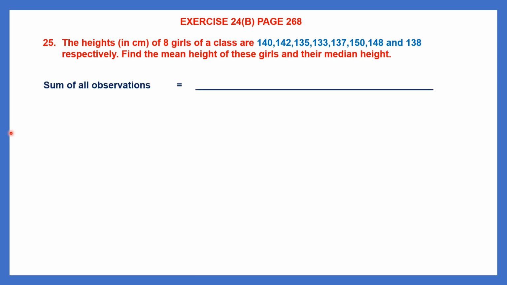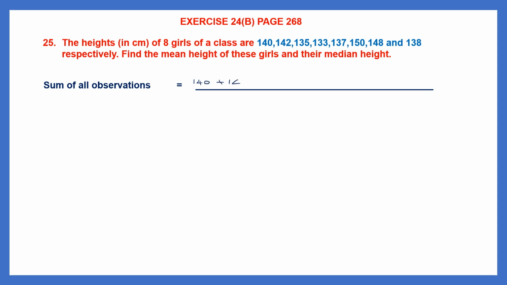So first thing, remember, when we find the mean height, we have to find the sum of all the observations. Observations are these heights. So let's write down these heights. Now we have 140. So remember, they're all in centimeters. So we will not write the centimeters now. We will just write the numbers.